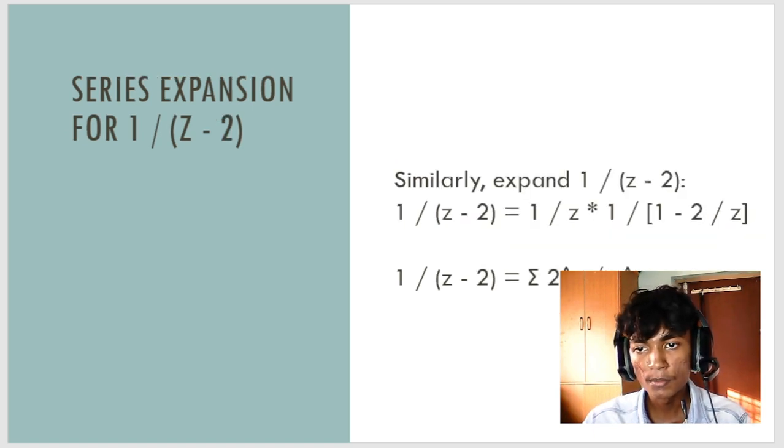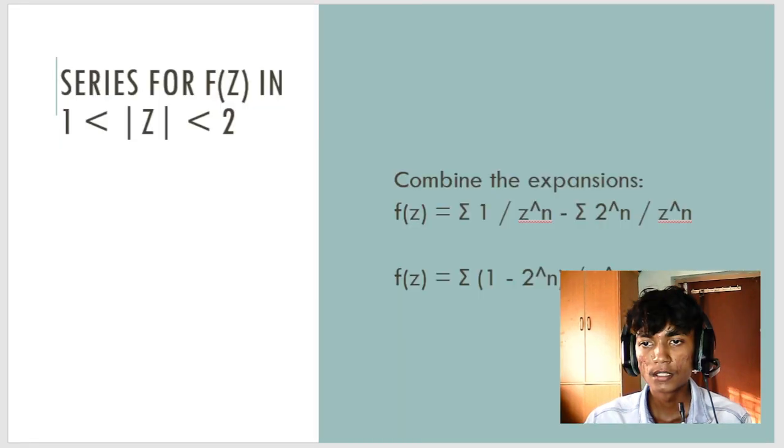Series expansion for 1/(z - 2): similarly, expand 1/(z - 2) = (1/z)(1/(1 - 2/z)), which gives 1/(z - 2) = Σ 2^n/z^n. Series for f(z) in the region 1 < |z| < 2: let's combine the expansions. f(z) = Σ 1/z^n - Σ 2^n/z^n. That gives f(z) = Σ (1 - 2^n)/z^n.